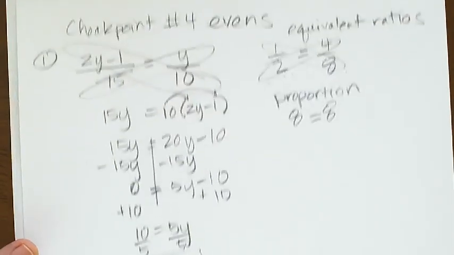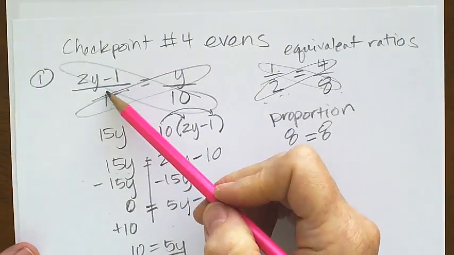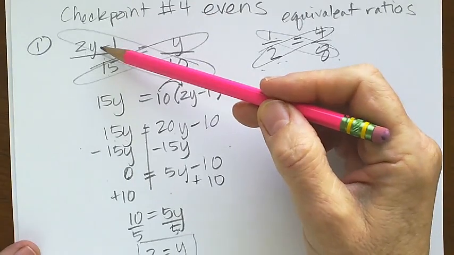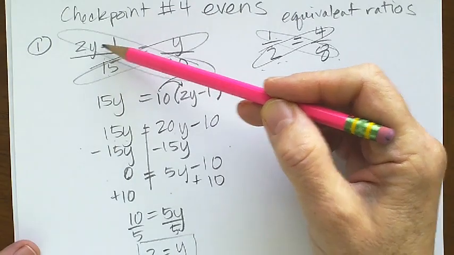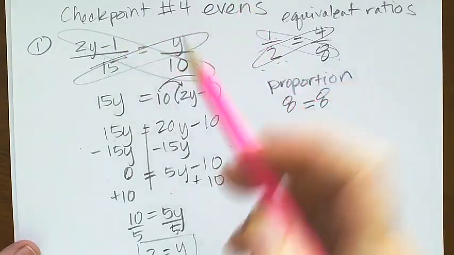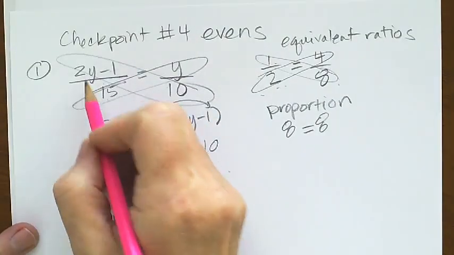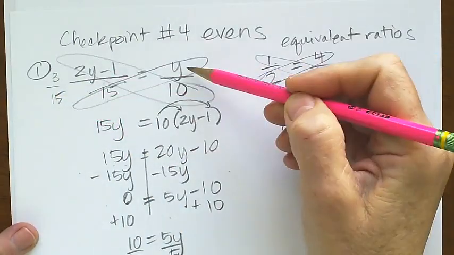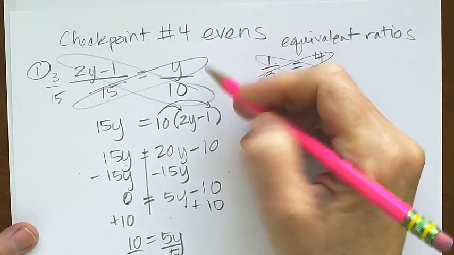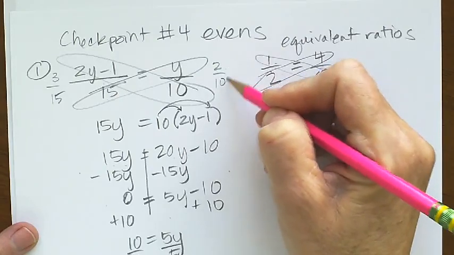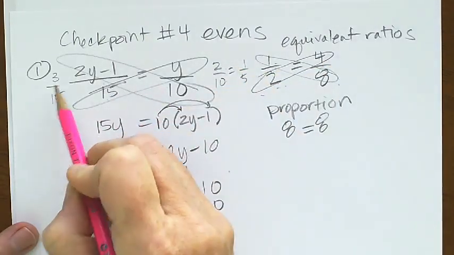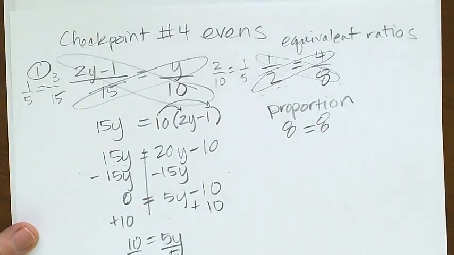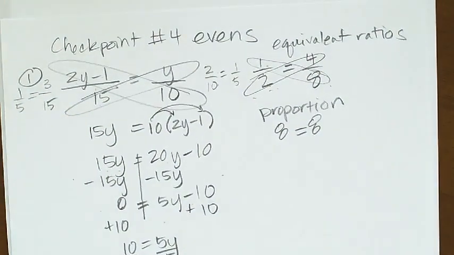You could take that and plug it back in and see if that's correct. I'm going to just do that quickly in my mind. So 2 times 2 is 4, and 4 minus 1 is 3. So if I plug in y equals 2, I get 3 for the numerator over 15, and then 2 over 10, and 2 over 10 reduces to 1 over 5. 3 over 15 reduces to 1 over 5. So that is correct.